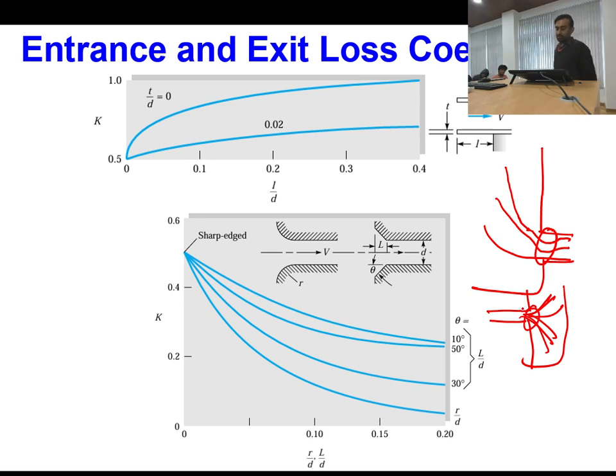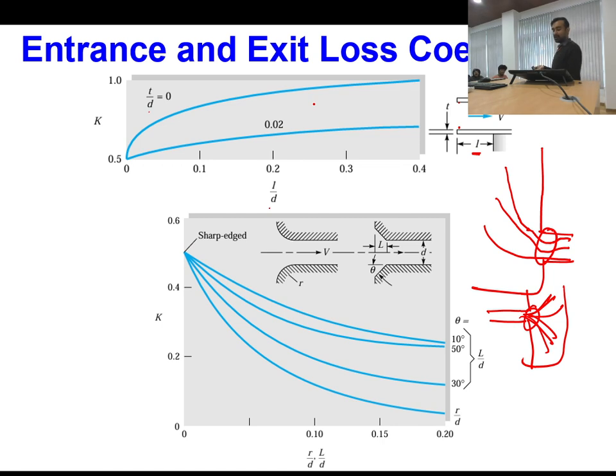Okay. So, to see the entrance and exit loss, if you have this type of entrance which has, say, thickness T, length L, and V is the velocity going into the pipe, then you can see, depending upon the ratio of L and D, the diameter of the pipe, and the ratio of thickness by D, these are the values of loss coefficients.